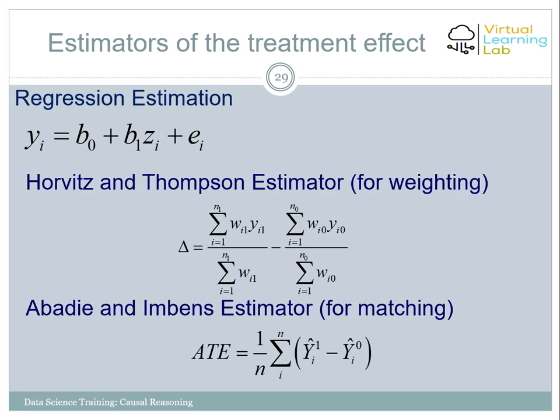Design-based estimators don't make the same assumptions as parametric models. So, for example, the Horvitz-Thompson estimator for weighting is just the difference between weighted means of the outcome for treatment and control groups. There is the Abadie and Imbens estimator for matching, which is based on the idea that the matched units are providing the potential outcomes. So it's the mean of the difference between potential outcomes that were obtained through matching.